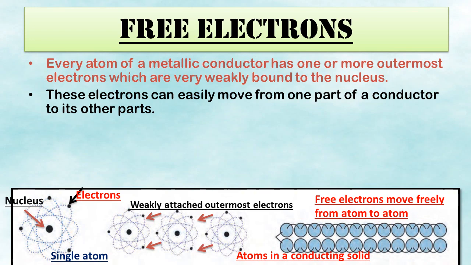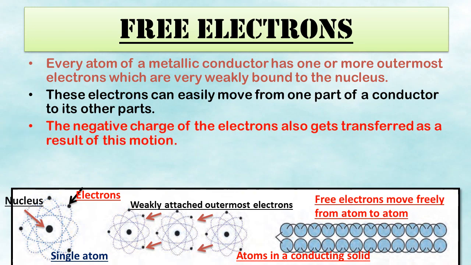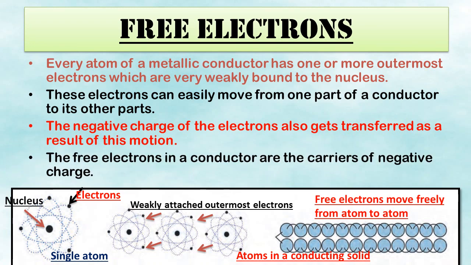These are the free electrons, and they can easily move from one part of a conductor to another part, because they are loosely held, loosely bound by the nucleus. And the negative charge of the electron also gets transferred as a result of this motion. As the electrons are negatively charged, their negative charge also gets transferred as a result of their motion. And the free electrons in a conductor are the carriers of negative charge.